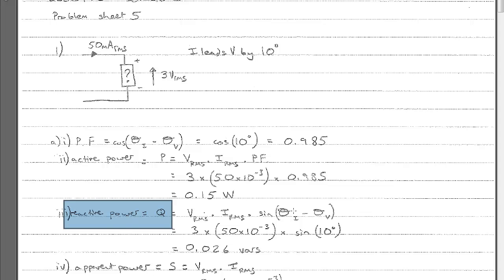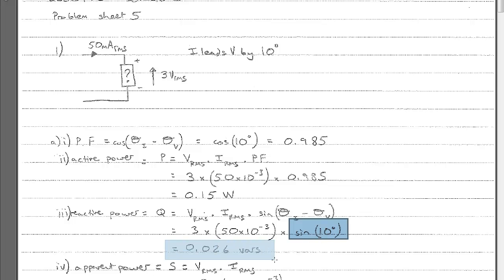So what we've done is we knew that this angle was 10 degrees, so that's what I've done there. It's sine of 10 degrees. So it's 3 times 50 milliamps times the sine of 10 degrees, which will give you an answer of 0.026 vars. That's good.